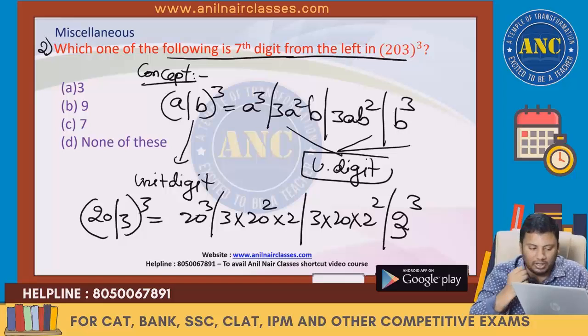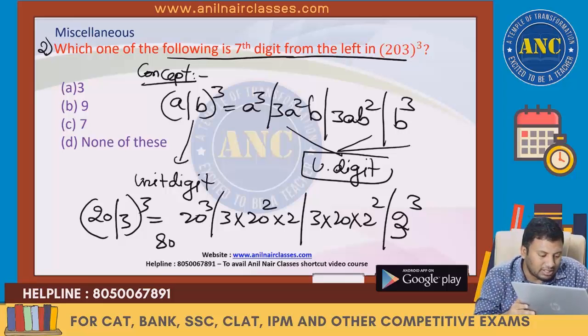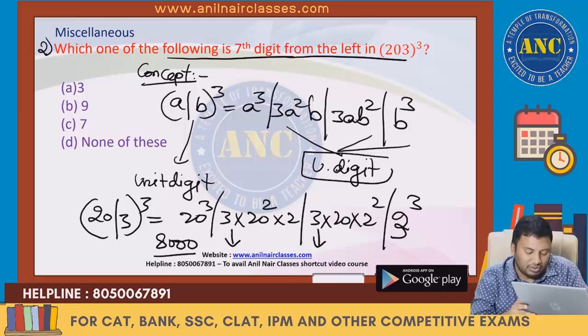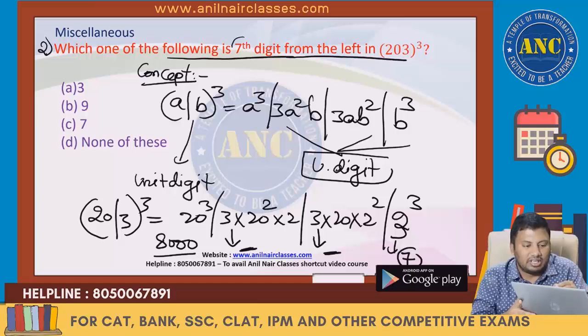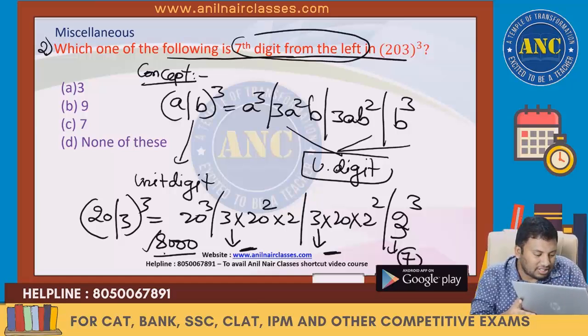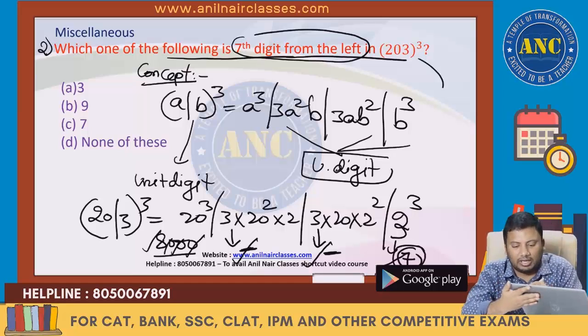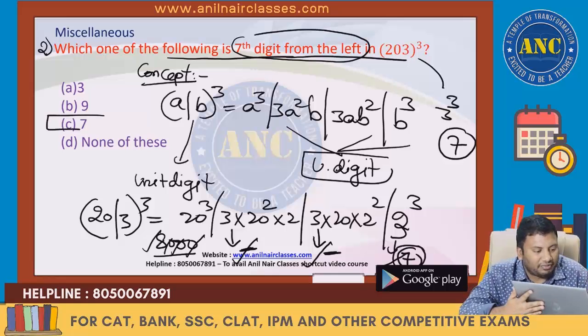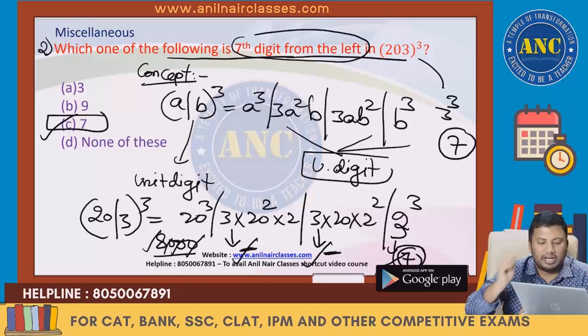20 cube is 8 followed by 3 zeros. Here I will write the unit digit. 3 cube is 27, 7 I will write. Now if you see, this is unit digit here. 7th digit from the left: first, second, third, fourth, fifth, sixth, 7th. So it is nothing but 3 cube. 3 cube is 27. The answer for this question is 7. I hope the idea is clear.